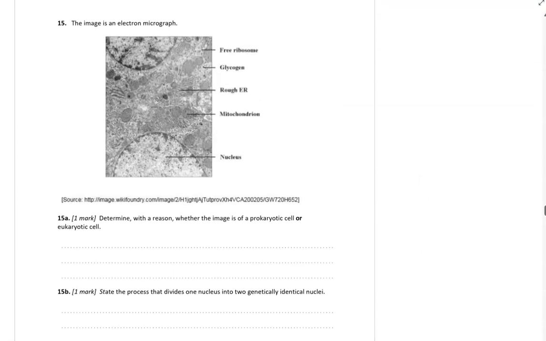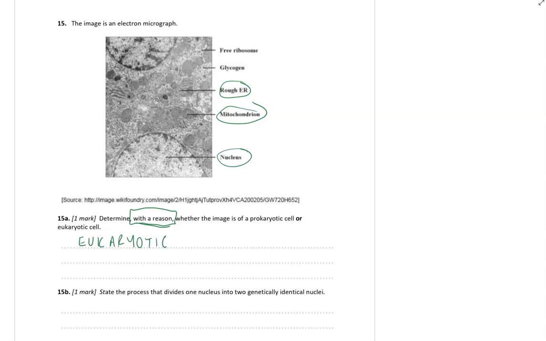Okay, so then question 15, we've got an electromicrograph of a cell, and it says determine with a reason, so that's important, the reason is important, whether the image is of a prokaryotic cell or a eukaryotic cell. Well, we've got the nucleus, we've got mitochondria, and we've got rough endoplasmic reticulum, all of which are only found in a eukaryote. Okay, so it's eukaryotic, and then the reason would be because it contains a nucleus, or because it contains membrane-bound organelles, or because it's got mitochondria.